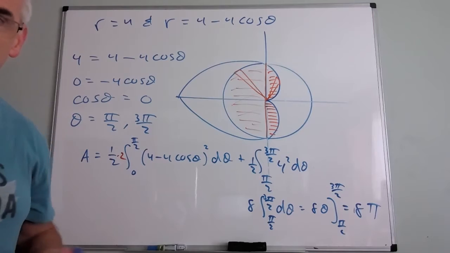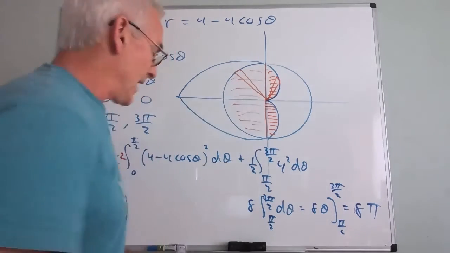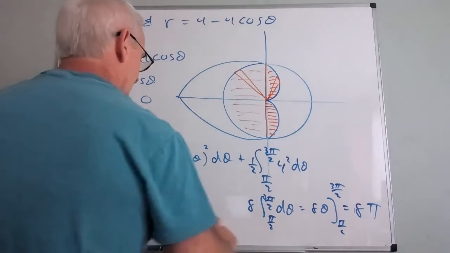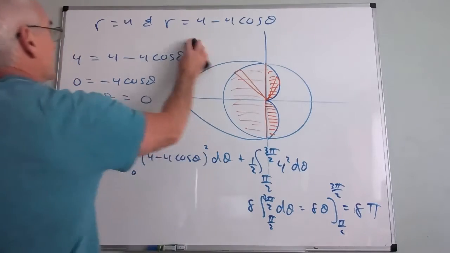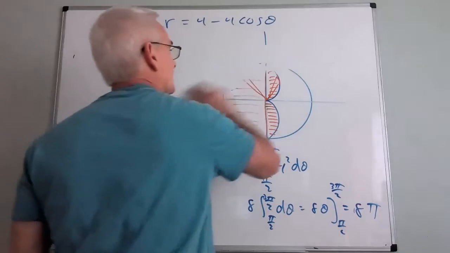So our final answer should be 8 pi plus that part. So that part's a little bit more intense. So I've got to square this. So let me go ahead. I don't need this anymore.